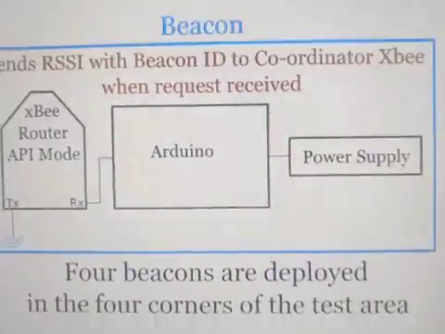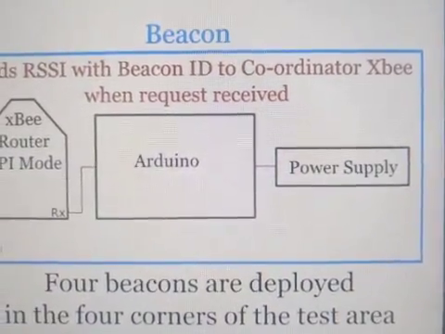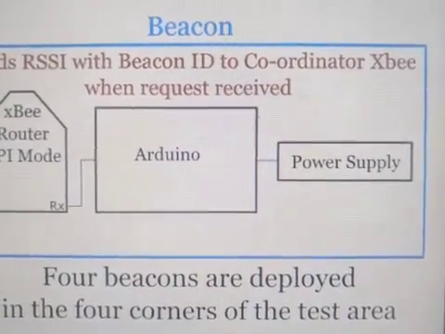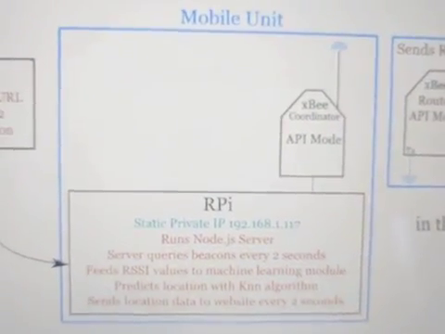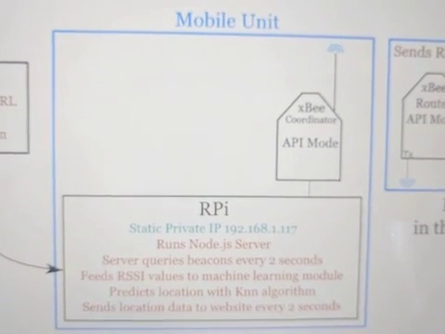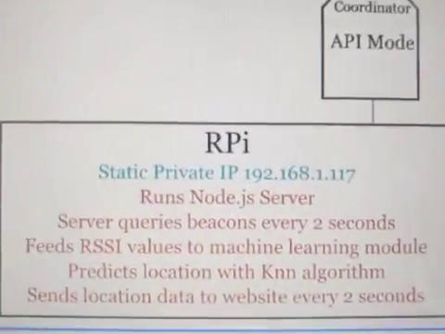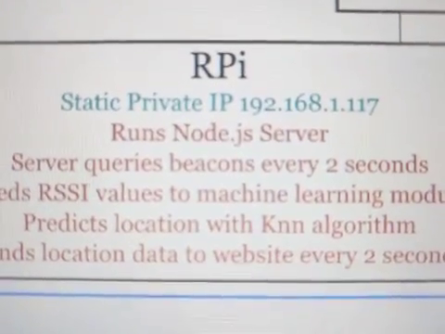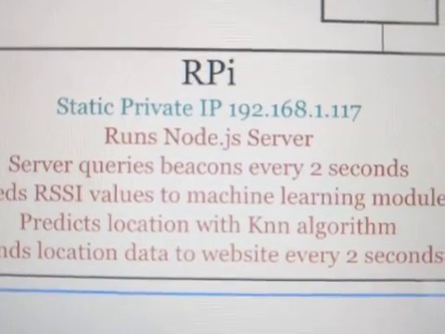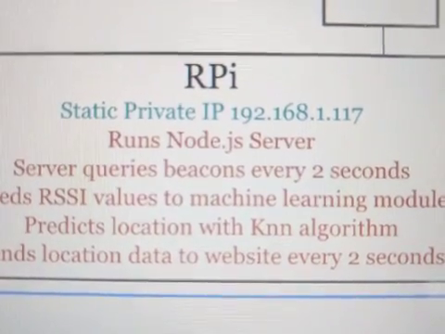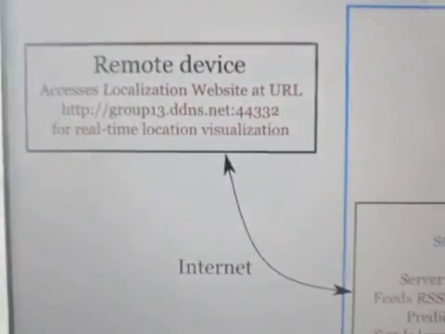So we have 4 beacons deployed in the 4 corners of the test area. Each of them is an Arduino with a power supply and an XBee in router API mode. Then the mobile unit is the Raspberry Pi running the Node.js server, and it's connected to the XBee coordinator also in API mode. And the Node.js server queries the beacons every 2 seconds to meet the time requirement. Then it feeds the RSSI values to the machine learning module and predicts the location with KNN, and then sends the location data to the website.